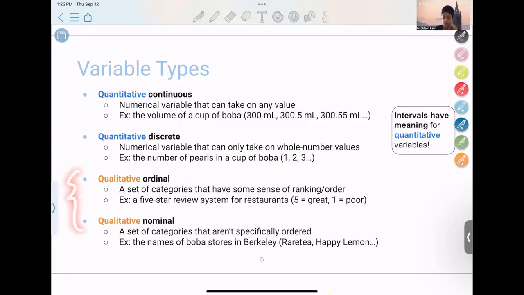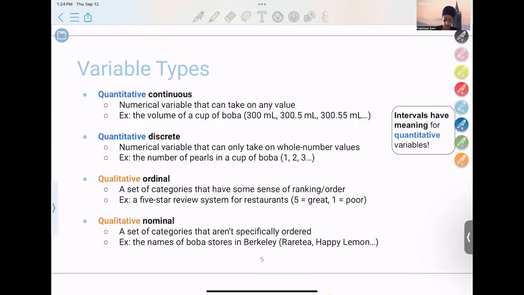Then we'll look at two types of qualitative variables. Qualitative, qualities, categorical things. The most straightforward one is nominal, things that are names of things, like boba stores in Berkeley. We have Rarity, Happy Lemon, could be names, like my name, other students' names, your name. The main thing here is that they don't have an inherent order to them. There's not really a natural ranking that inherently comes with these names.